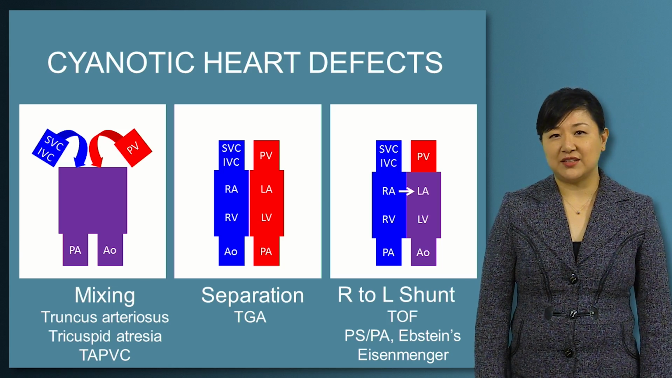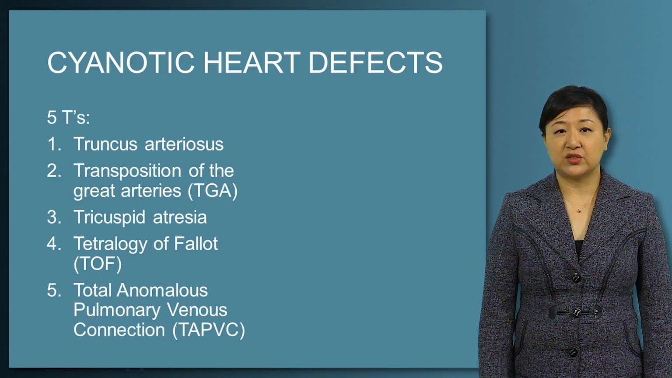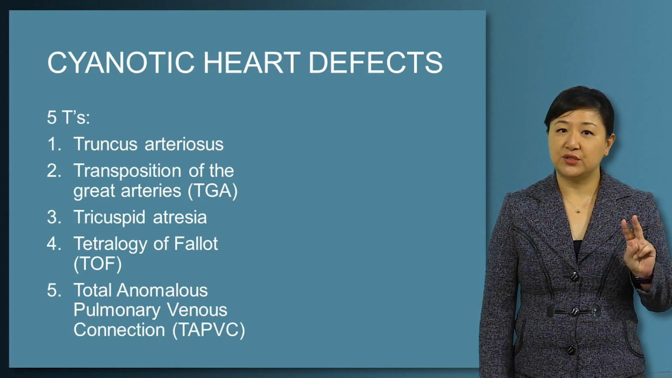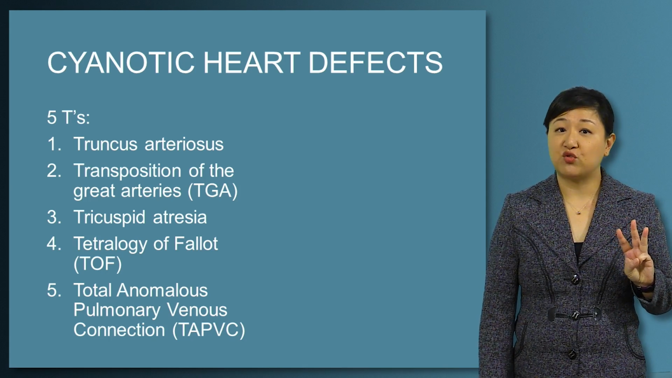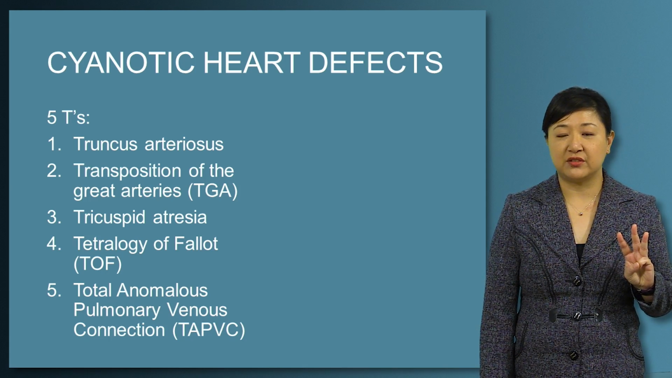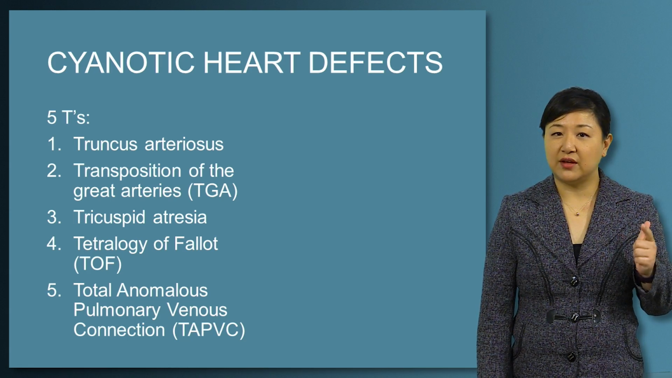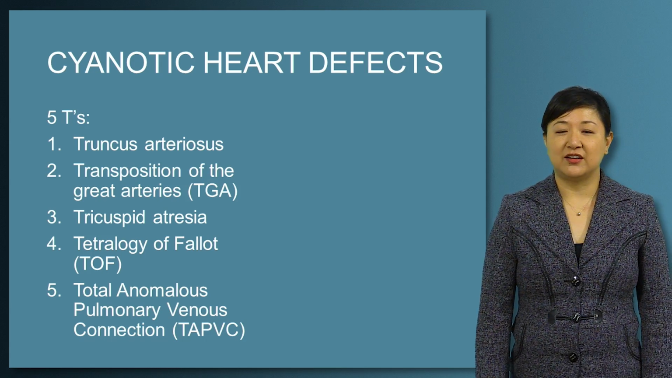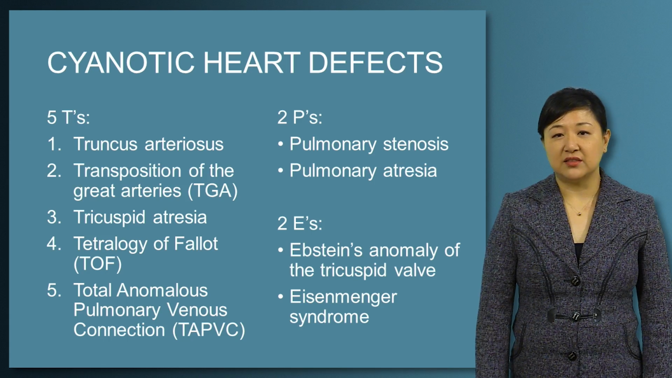Now, these are a lot of cardiac diseases to keep track of. So one easy way to remember the cyanotic heart defects is to remember the 5 T's. 1, one great artery, truncus arteriosus. 2, two great arteries in parallel, transposition of the great arteries. 3, tricuspid atresia and other single ventricles. 4, tetralogy of Fallot. And 5, total anomalous pulmonary venous connection, TAPVC. There are a couple more we didn't list here. 2 P's and 2 E's. Pulmonary stenosis, pulmonary atresia, Epstein's anomaly, and Eisenmenger syndrome. These are all causes of right to left shunting.